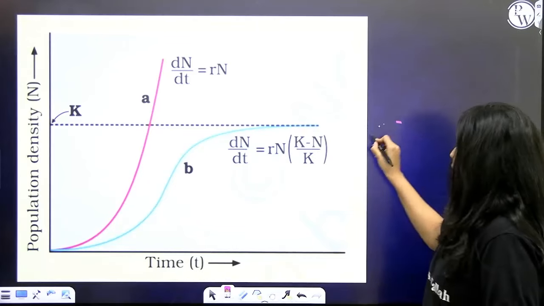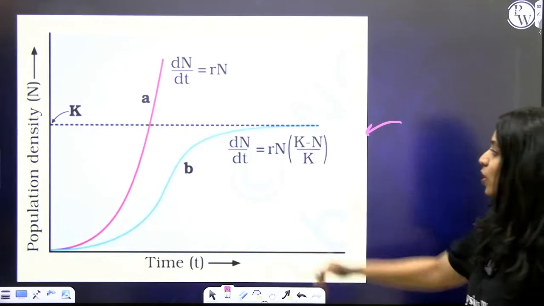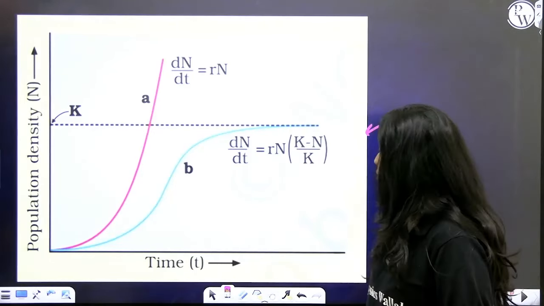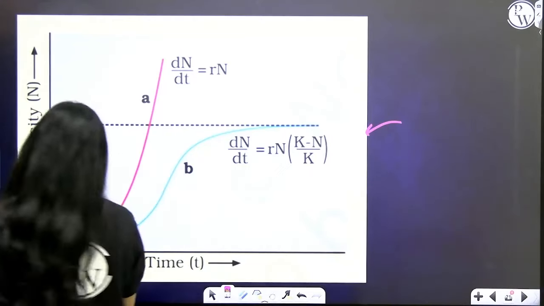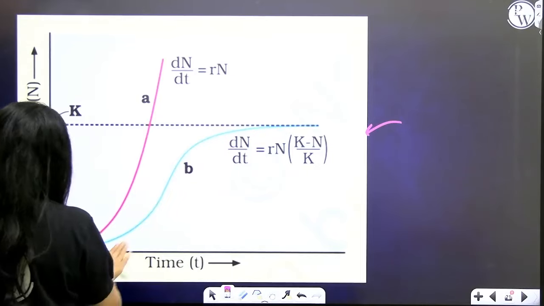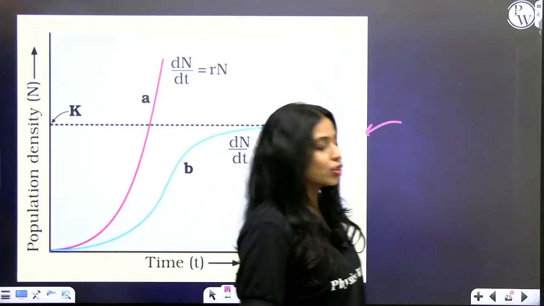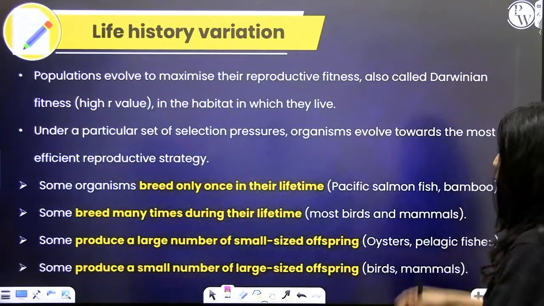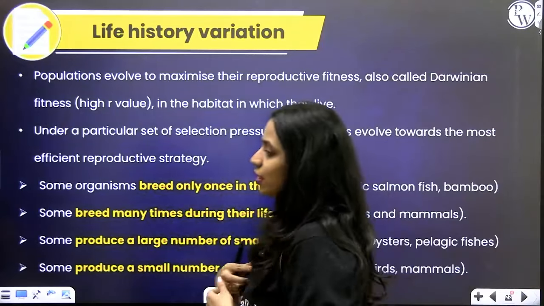Okay, so in NCERT, you have this diagram given where both the graphs are given together. You can see how this is the carrying capacity. As this blue line reaches the carrying capacity, it's going to slow down the rate of growth, right? Now let's move on and talk about something called life history variation.